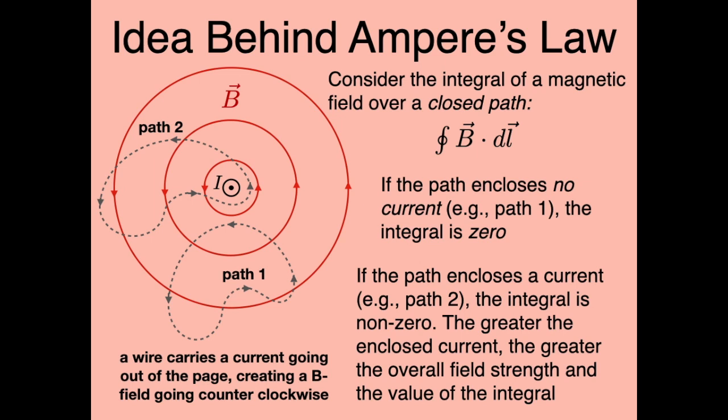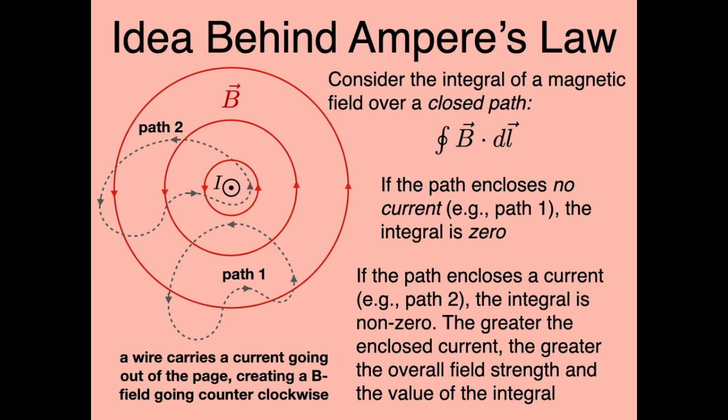So let's get into it. The idea behind Ampere's law is like this. If we have a magnetic field and we integrate over that magnetic field, so in particular, now I'm talking about a path integral, B dot dl. Now, if we do that integral, B dot dl, over a closed path, then I use this special integral symbol with a little circle around it. So the integral over a closed path, B dot dl, is what we're talking about.